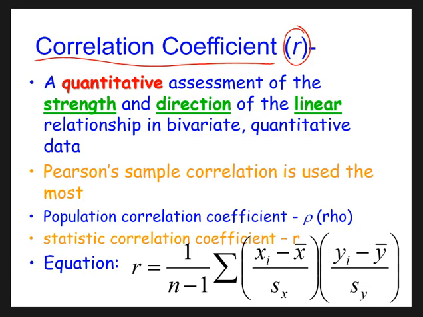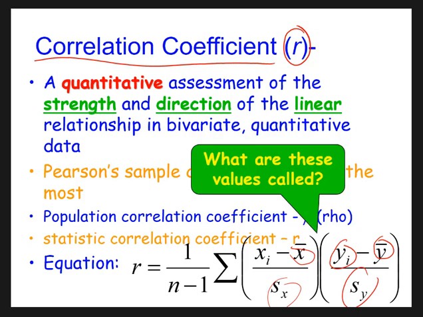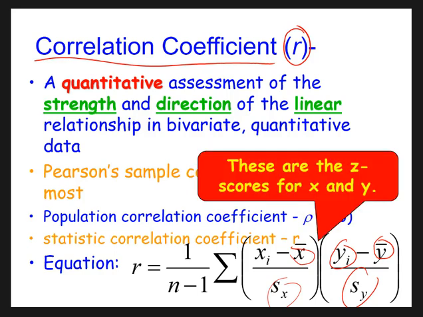The equation for r is 1 over n minus 1, where n is the number of pairs, the number of ordered pairs in the data, times the sum of, for each data point, you take the x value minus the mean of all the x values, divided by the standard deviation of the x values, times the y value minus the mean of all the y values, divided by the standard deviation of the y values. Those values, by the way, are called the z-scores for every x value of each coordinate and the y value of each coordinate. You are combining those together.